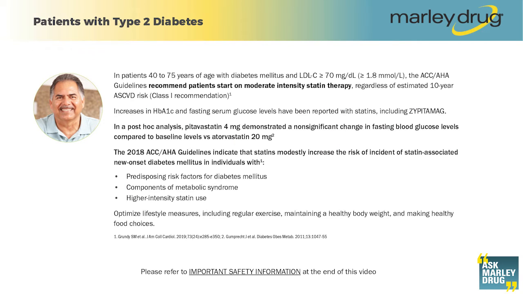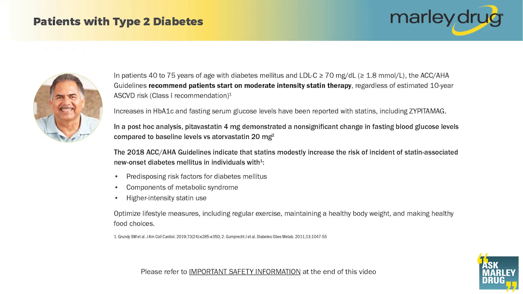Focusing in on patients who have type 2 diabetes. According to the most recent 2018 ACC/AHA guidelines, in patients who have type 2 diabetes, are between the ages of 40 and 75, and have an LDL cholesterol over 70 mg per deciliter, it is recommended to start moderate intensity statins, regardless of their 10-year atherosclerosis risk score. Importantly, increases in HbA1c and fasting serum glucose levels have been reported with statins, including Zypitamag.